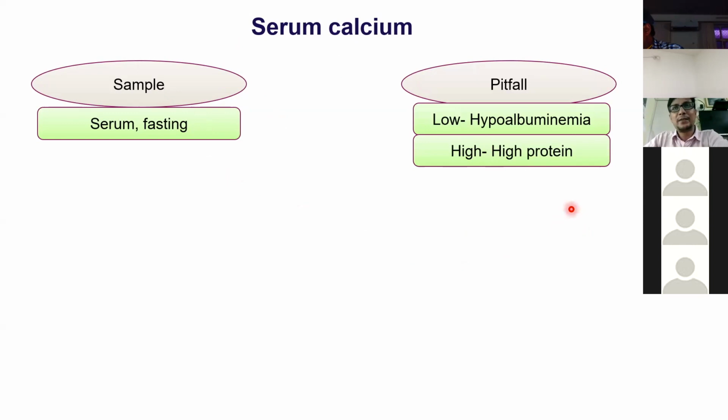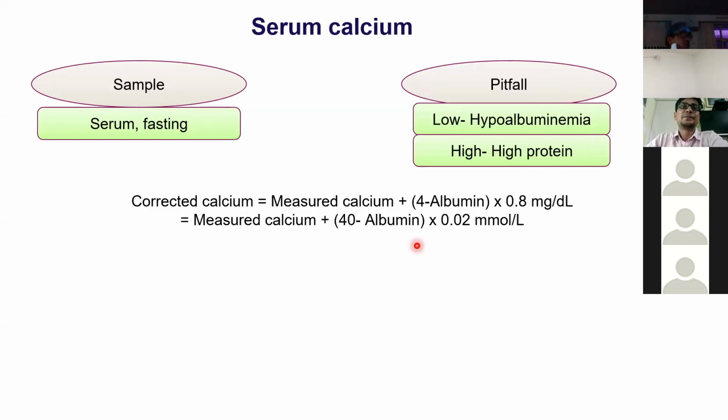Total calcium will be affected wherever the protein level is abnormal, particularly in nephrotic syndrome, where there is low albumin level. So overall calcium level will be low, but we have to check for ionized calcium. When these conditions are there, we have to check for corrected calcium.